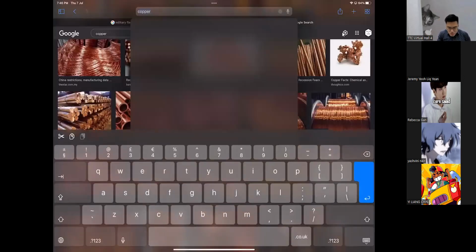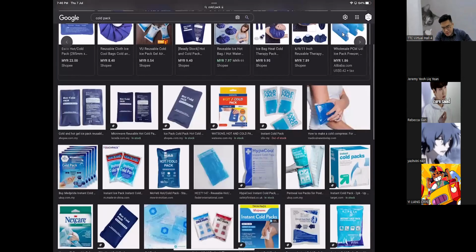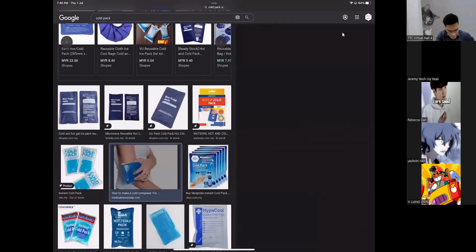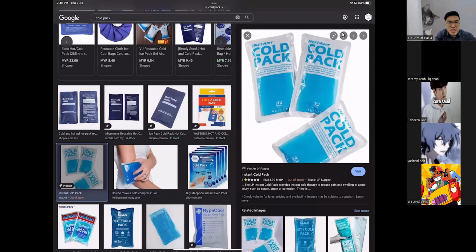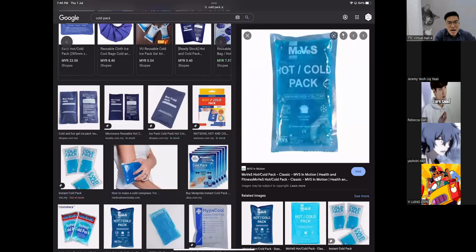Guys, if you don't want to use those, the cold pack just now is one use only. If you want the reusable one, you buy this thing. That's a cold pack. They sell this in pharmacies, right? You go to Watsons, they will sell this. I think it's like $15 or $20. Then you just put it in the fridge.